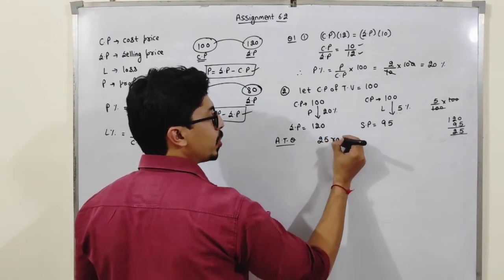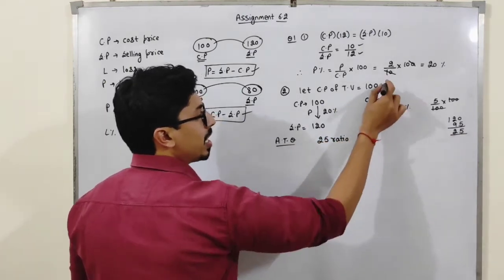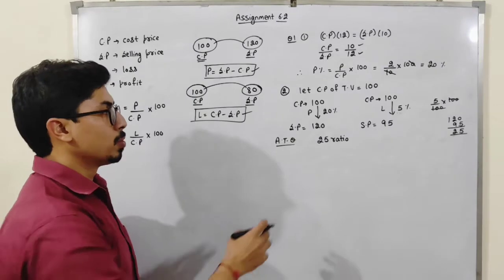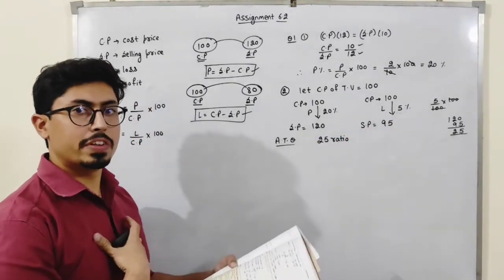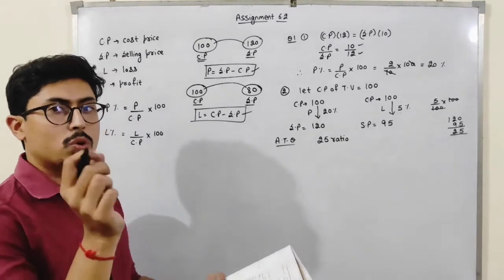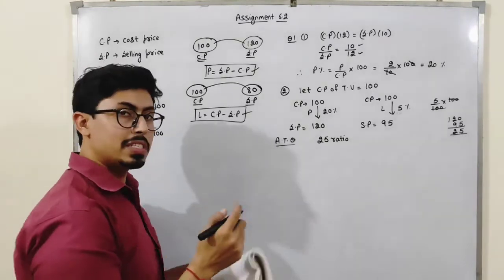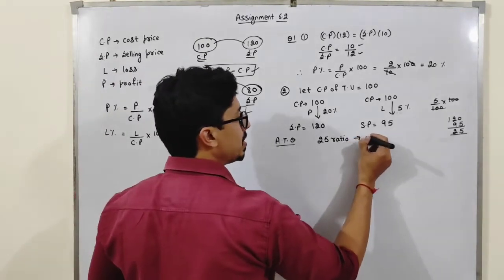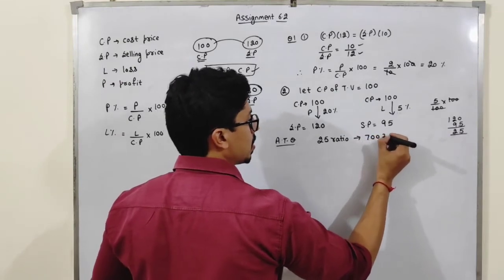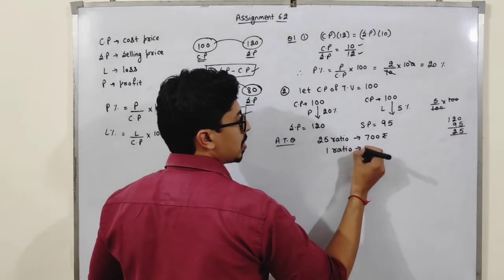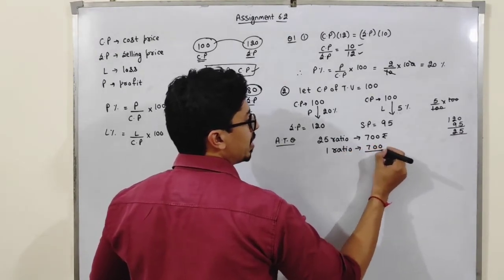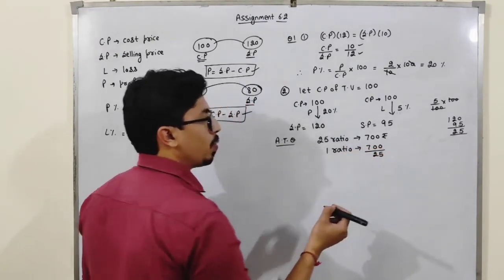But it will be 25 ratio, because this is the ratio portion that I have assumed. So the difference of these two will also be in the ratio. According to us the difference is 25 ratio, but according to the question, the difference is 700 rupees. So one ratio will be how much, students? 700 divided by 25.